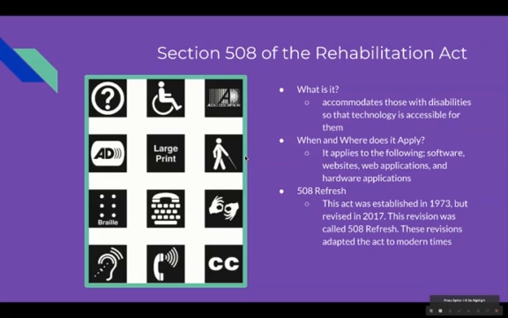The next act we are going to talk about is Section 508 of the Rehabilitation Act. This act was put in place to accommodate those with disabilities so that technology is accessible for them in everyday life. And it applies to the following: software, websites, web applications, and hardware applications.